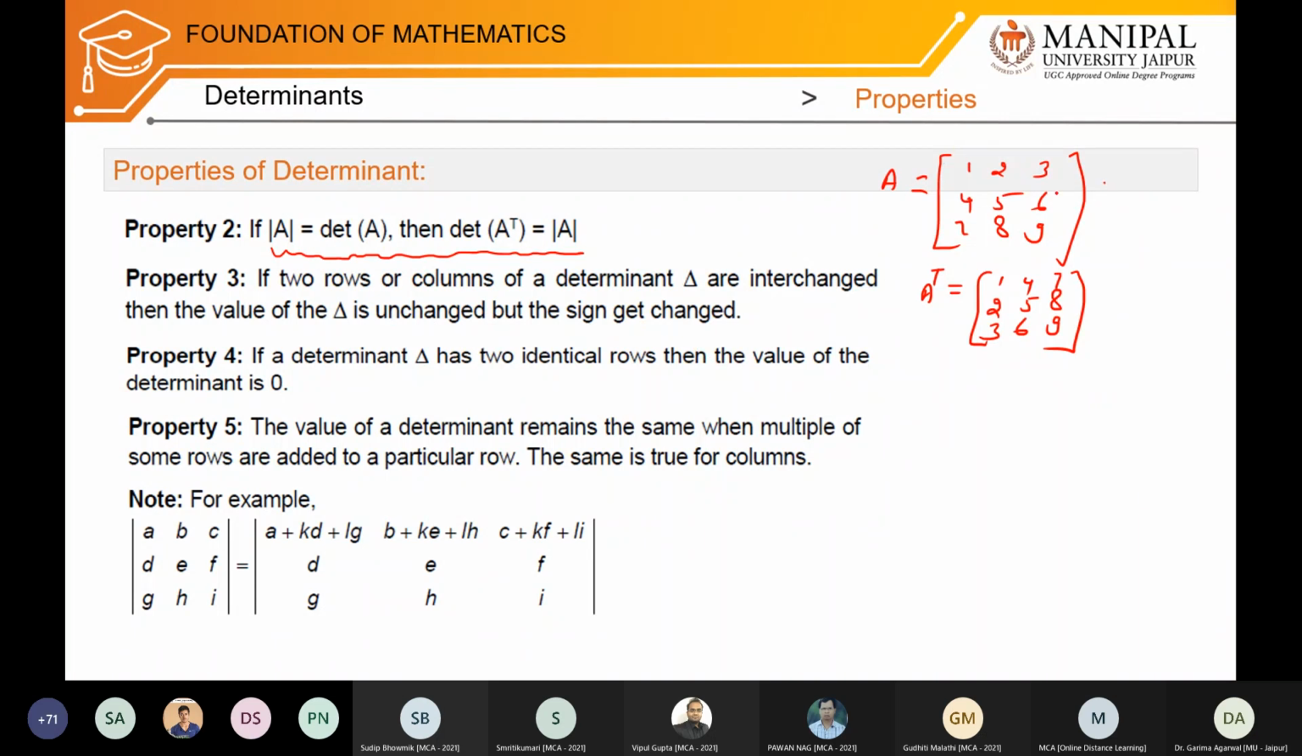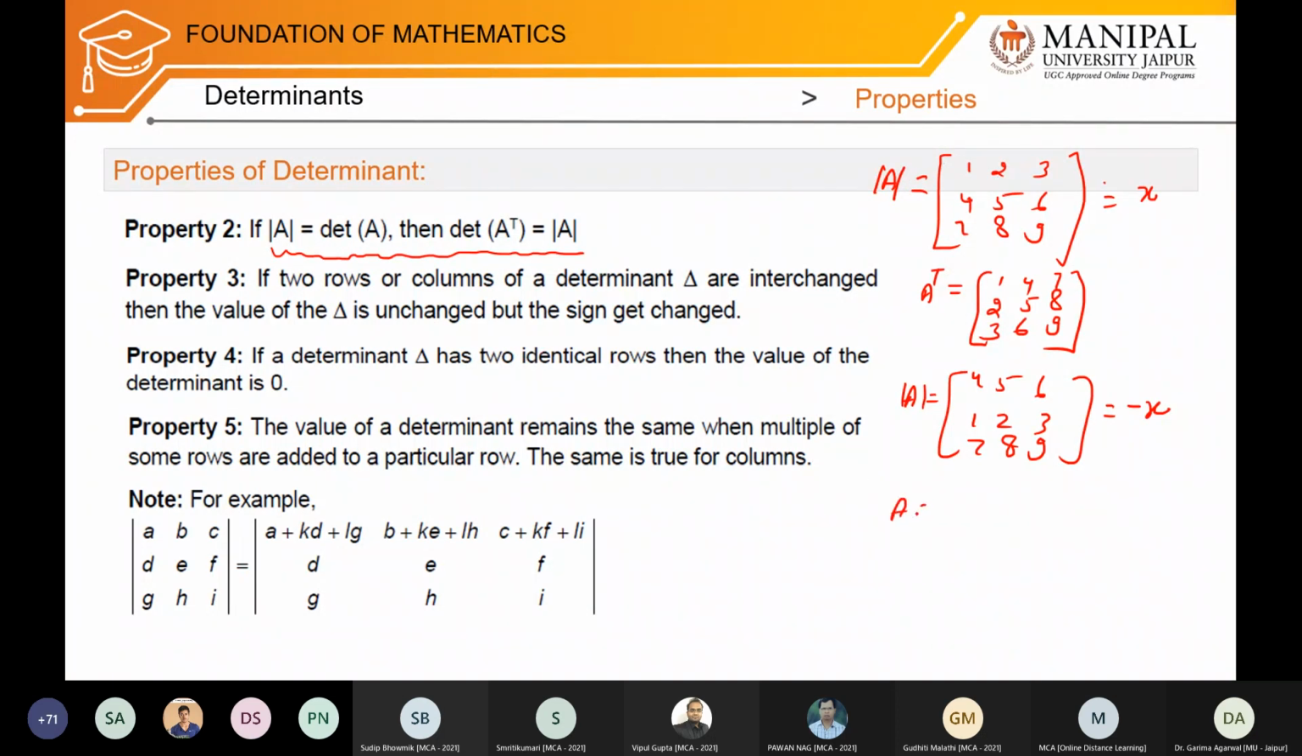Let's say the determinant of this matrix is any number x, right? If I interchange the first and second row, 4, 5, 6, 1, 2, 3, 7, 8, 9, then the determinant of this matrix is minus x only. Only the minus sign will change. The value is unchanged. If the determinant has two identical rows, then the value of the determinant is 0.